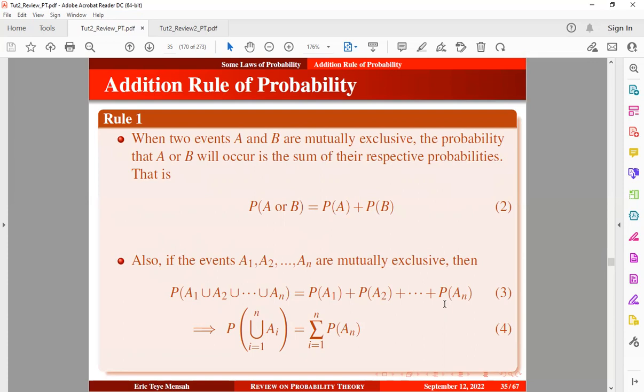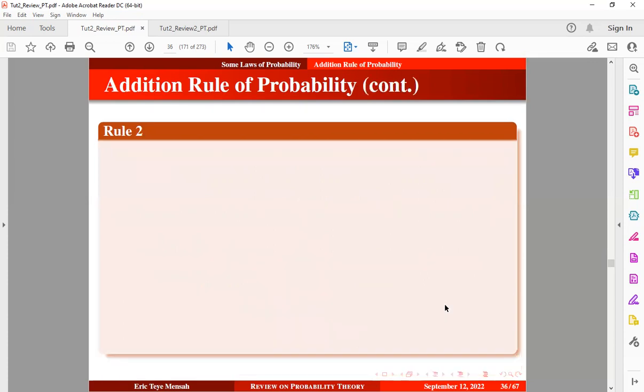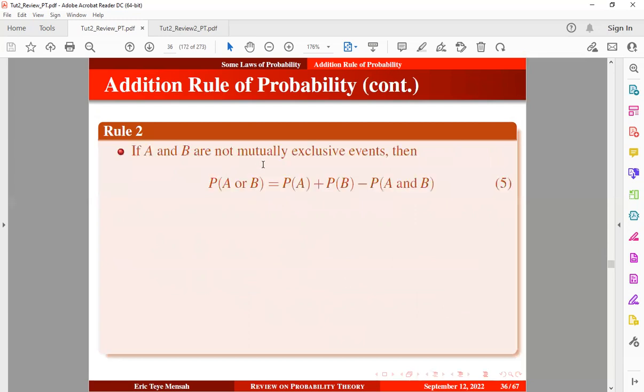Now let's take a look at the second rule of the addition rule of probability. The second addition rule states that if A and B are not mutually exclusive events, then the probability of A or B is equal to probability of A plus probability of B minus probability of A and B. So here we are taking into consideration the probability that the two events occur simultaneously.